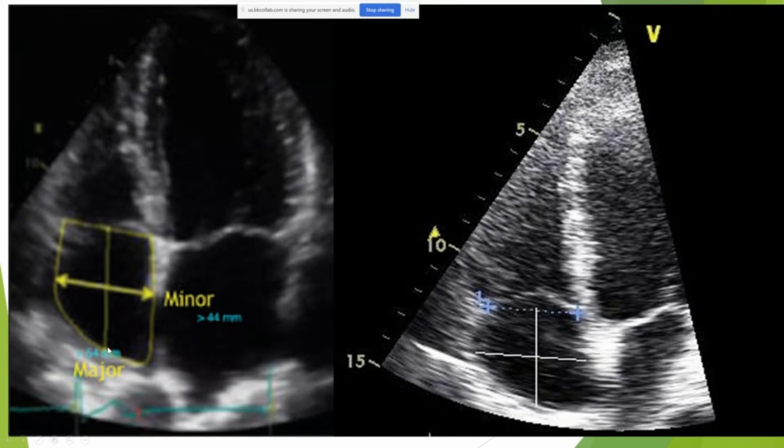Remember, the RA area is traced at end ventricular systole, which means the ventricle is the smallest, which means the atria are the largest. You want to exclude, do not include the IVC, the SVC, and the right atrial appendage. So anything that doesn't look like this, do not include it in the tracing. The normal area should be less than 18 centimeters squared.